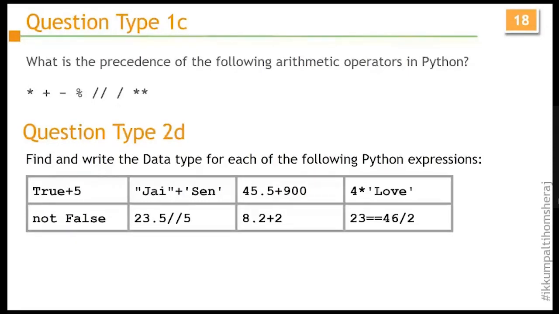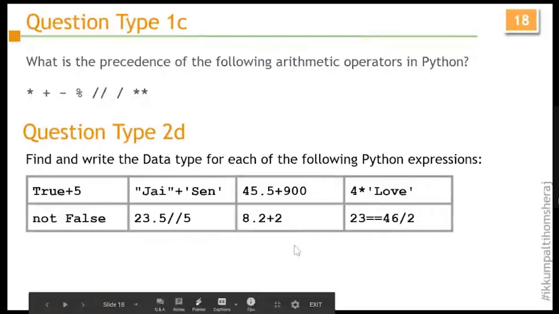Next is 8.2 plus 2. It is obviously float. It is the same as the third example.